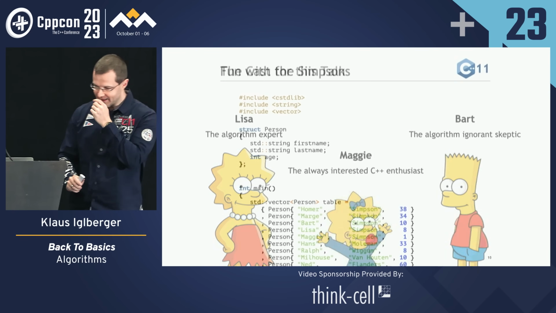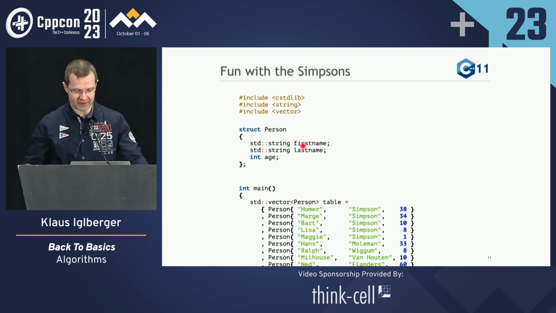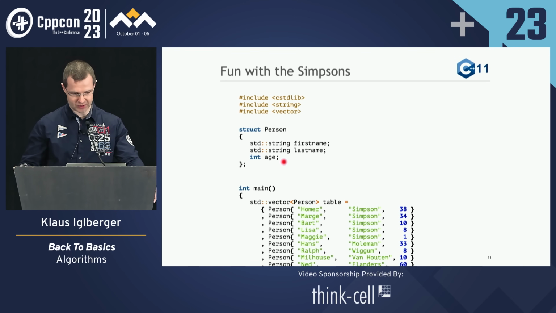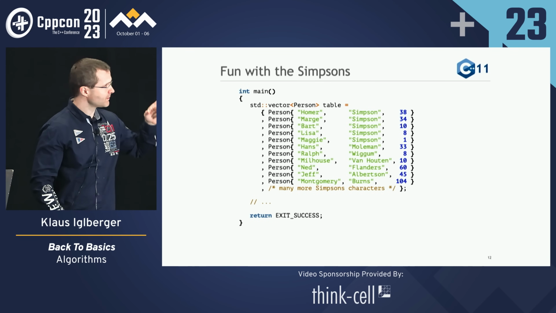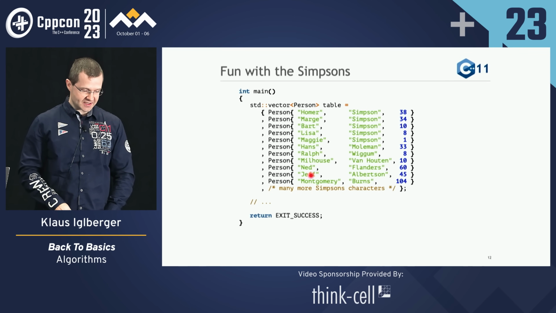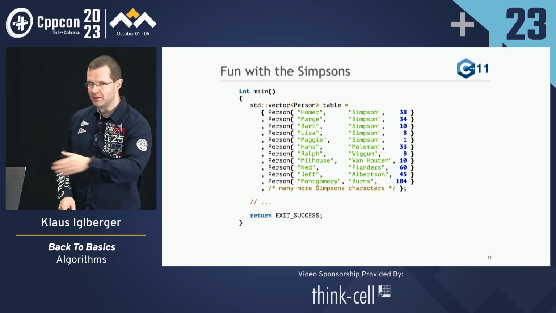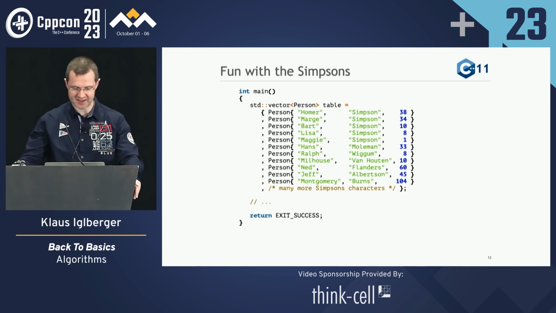So let's first introduce a little struct person. Persons have first names, last names, and an age. Super simple, not really something to go into. And we introduce an entire vector of persons, the Simpsons. So we have, of course, Homer, Marge, Bart, Lisa, and Maggie, the Simpsons, but we have also a couple of other characters from the show. So Hans Moleman, Ralph Wiggum, Milhouse Van Houten, Ned Flanders, Jeff Albertson, Montgomery Burns, and potentially many, many more. Imagine that this is a vector of, say, 50, perhaps even more Simpsons characters.